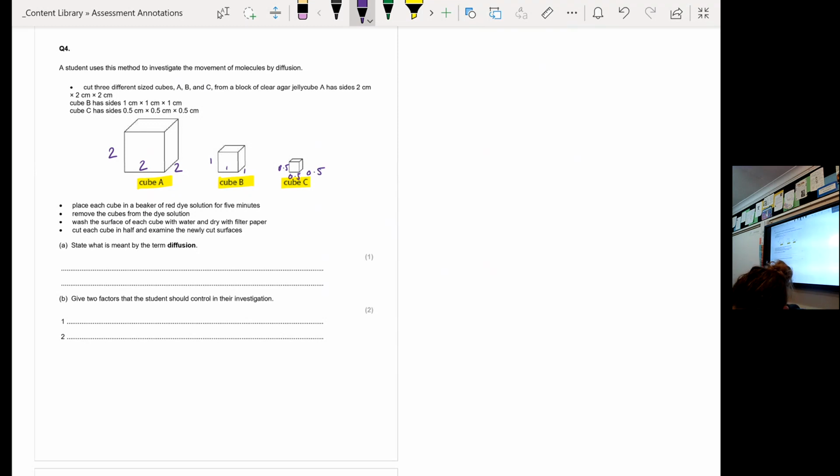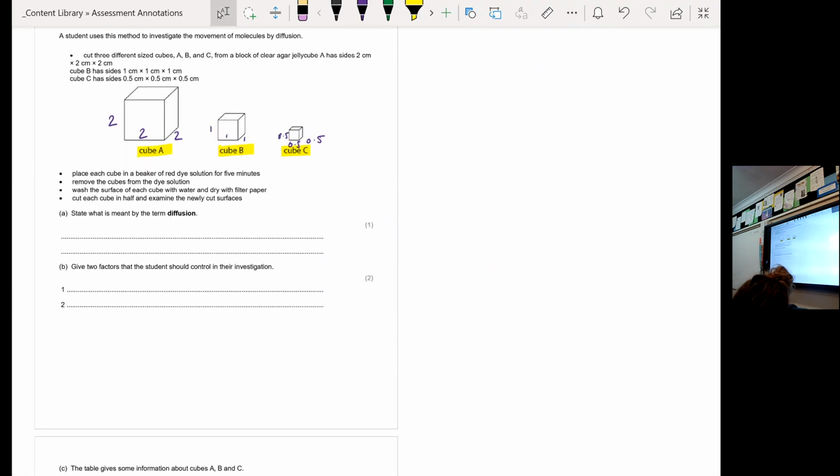So he placed each cube in a beaker of red dye for 5 minutes, removed the cube from the dye solution, washed the surface of each cube with water and dried it with filter paper, and then he cut each cube in half to examine the newly cut surfaces.